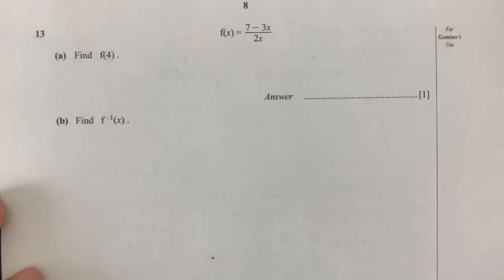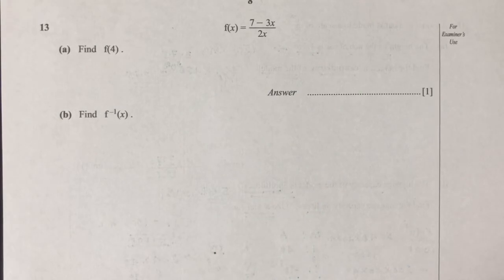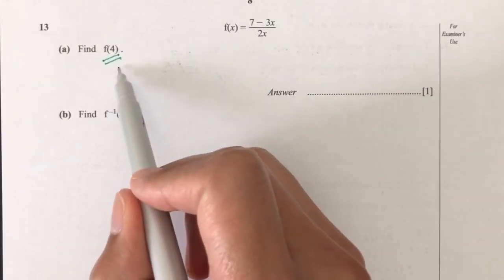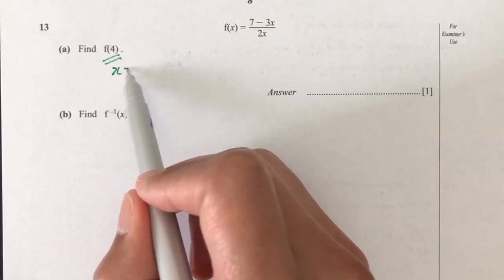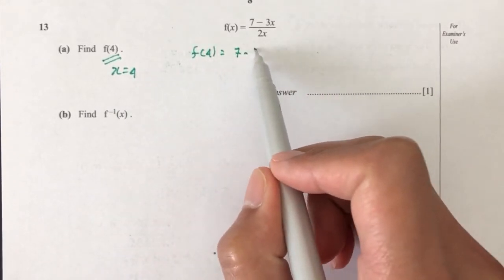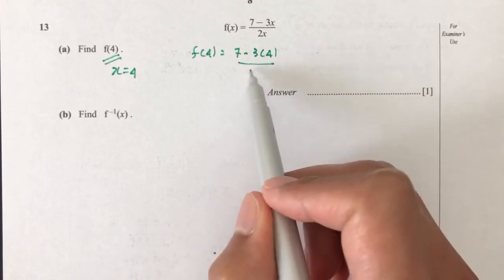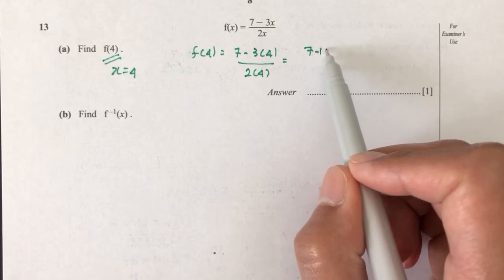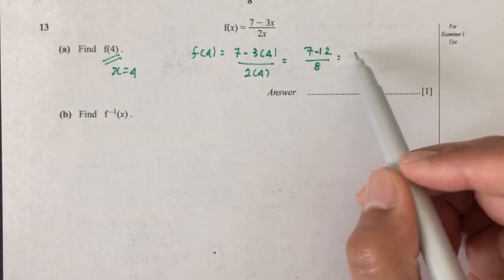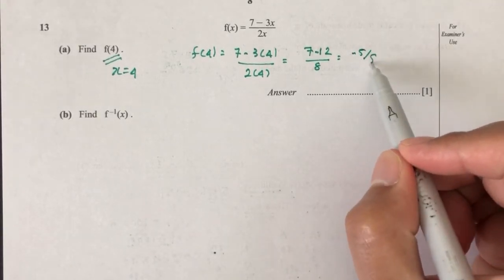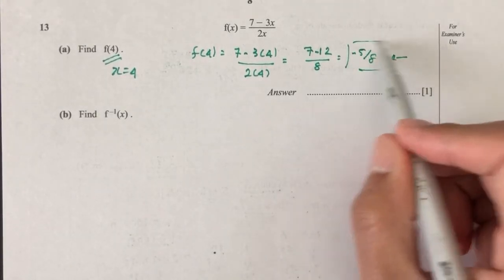Moving on to question number 13. So we have a function f of x, which is 7 minus 3x divided by 2x. Part A, find f of 4. So we have to replace the value of x by 4. So f of 4 is equal to 7 minus 3 times 4 divided by 2 times 4. Simplify. 7 minus 12 divided by 8. That will be minus 5 divided by 8. And this will be your answer for part A.